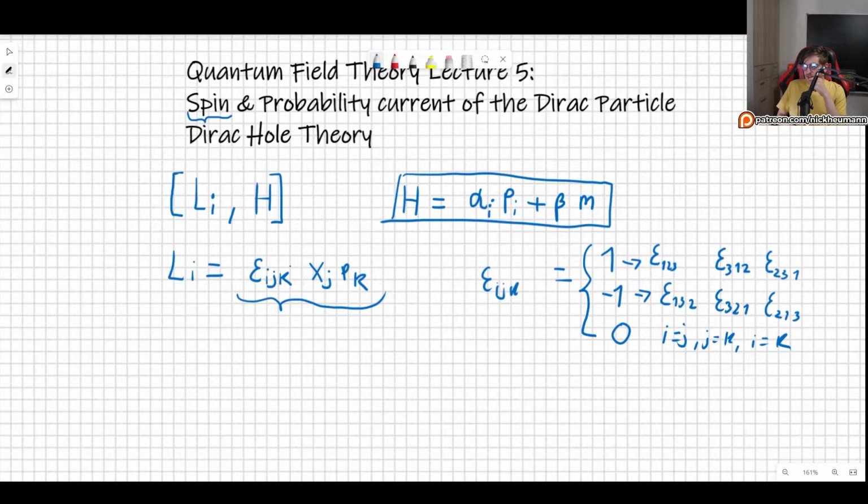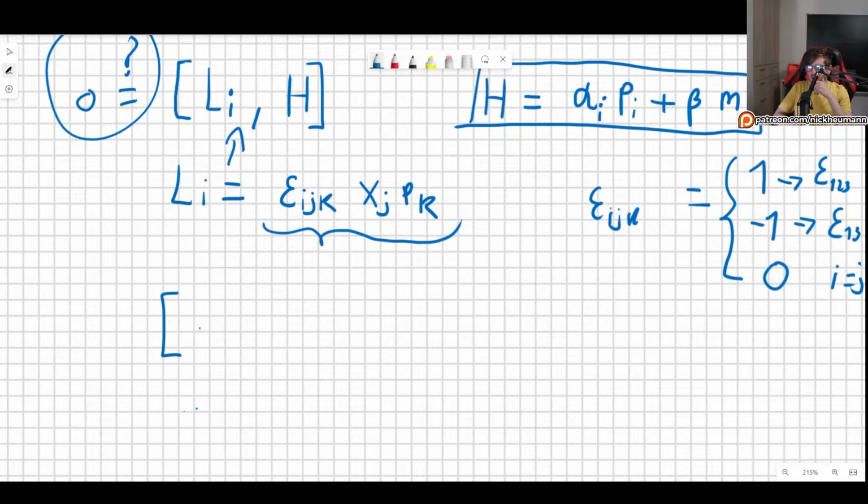Okay, so now we want to plug this in here, right? We want to put this into our commutator and see whether or not it commutes. It should commute, and if not, it should give us some sort of condition that needs to be satisfied for it to commute, right? We expect this commutator to be 0. Is it going to be 0? That's the question. So let us now calculate the commutator and see what's going on.